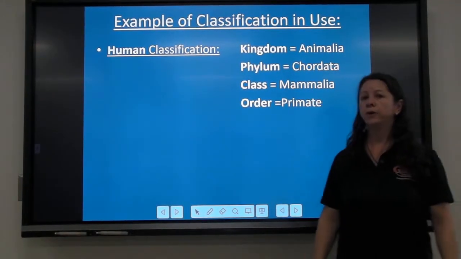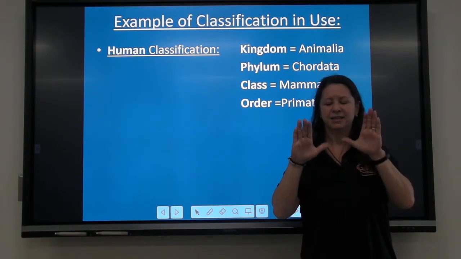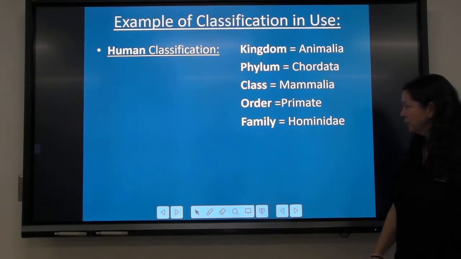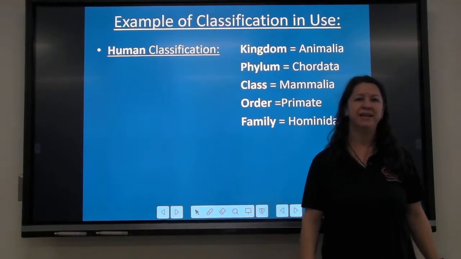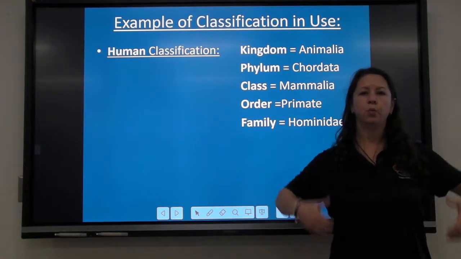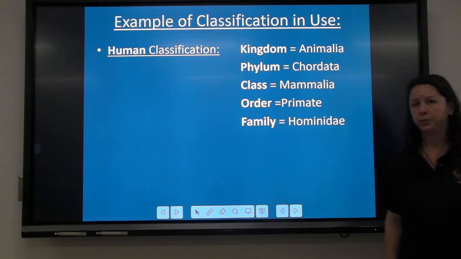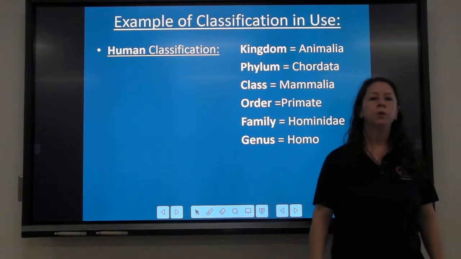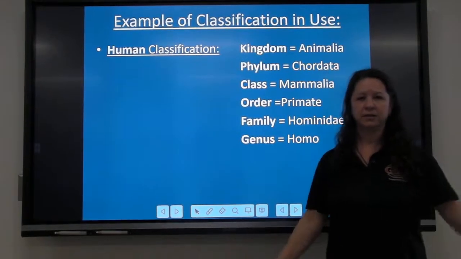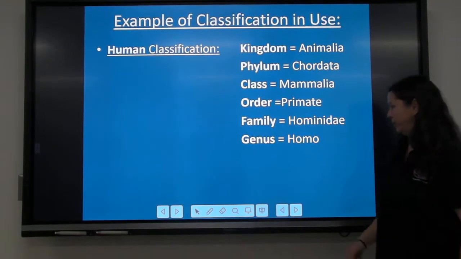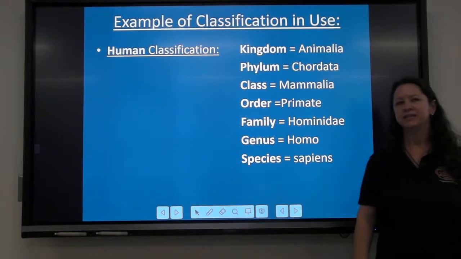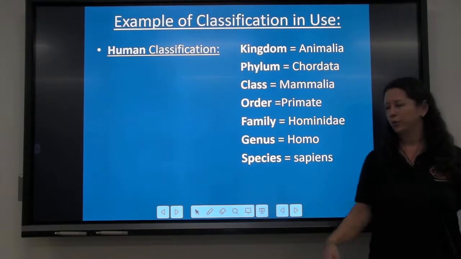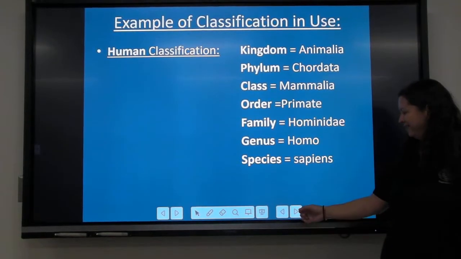We're in the order Primate. That's because we have our opposable thumbs. We're in the family Hominidae, and that is because we walk upright on two legs. That puts us into the family Hominidae. We're in the genus Homo, and that's all of us that are kind of the same. We're the only ones left in this genus, by the way. And our species is sapiens, and that actually means wise. So we are a wise man.